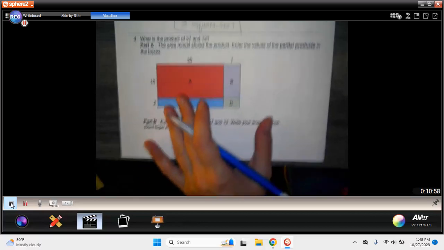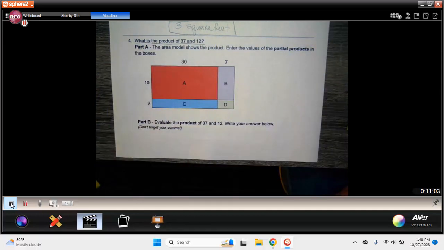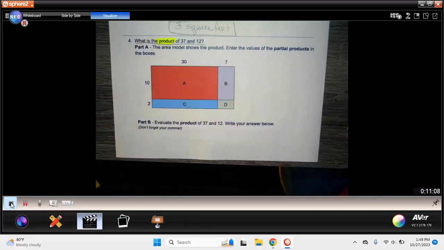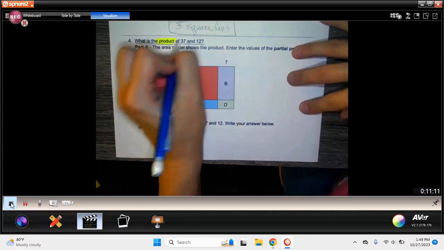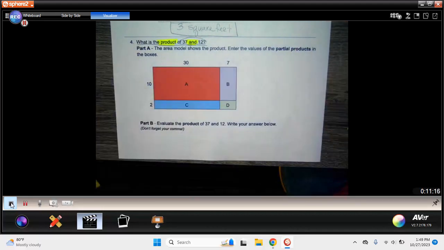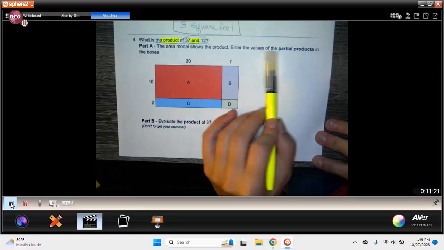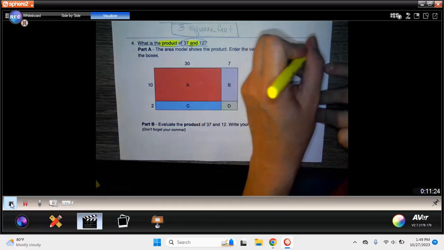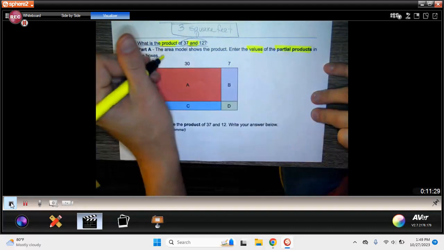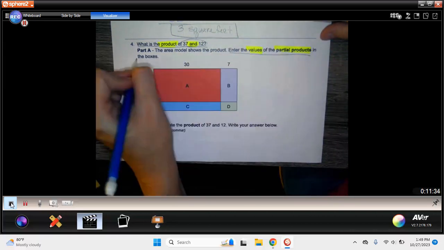Our last problem also comes in two parts. They want to know what is the product of 37 and 12. Product is a key word. Your numbers are 37 and 12, and they say and because that means that you're going to be multiplying those together. The area model shows the product. Enter the values of the partial products. So we're entering the values of the partial products in the boxes.